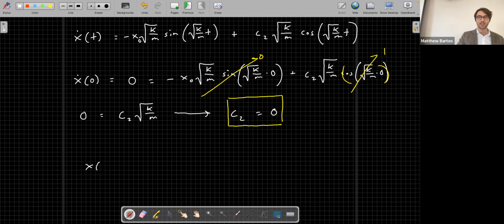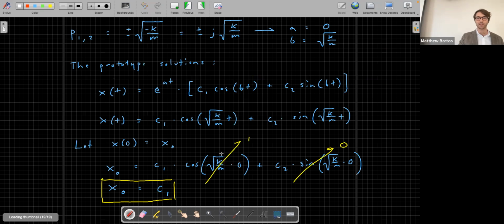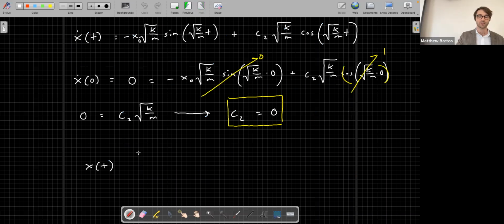We get that x of t. We go back here. We have that x of t is equal to c1 times cosine square root k over m times t plus c2 sine square root k over m times t. This component goes away because c2 is equal to 0. c1 is equal to x naught. And so our solution is equal to x naught cosine square root k over m times t.